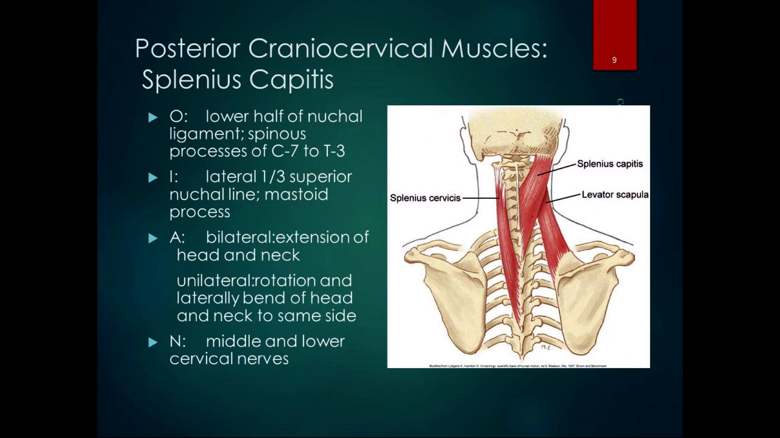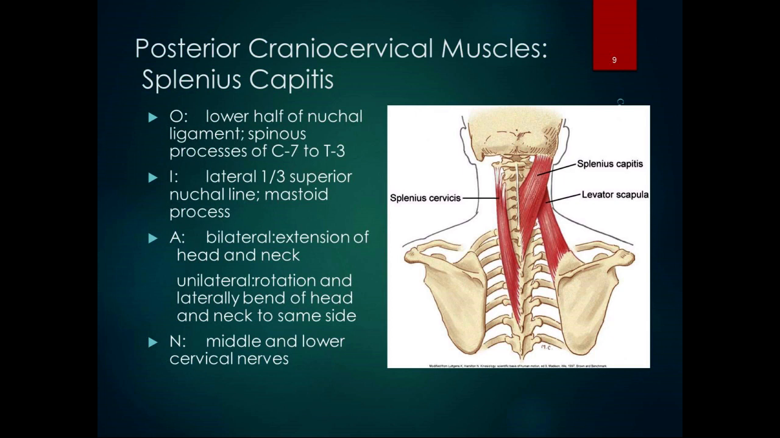So the posterior craniocervical muscles include the splenius cervicis and the splenius capitis. The splenius capitis attaches to the head. It originates on the lower half of the nuchal ligament and the spinous processes of C7 through T3. And it inserts on the lateral superior nuchal line and the mastoid process, so on the cranium. So bilaterally, when both sides contract, you get extension of the head and neck. Unilaterally, you rotate and laterally bend the head and neck to the same side.